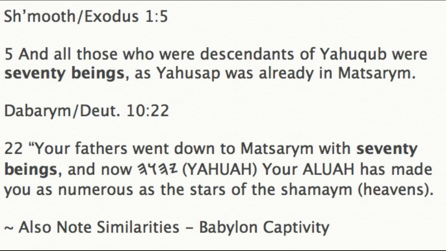The other corresponding verses are found in Shamuth, or Exodus chapter 1 verse 5, where it says, and all those who were descendants of Yaakov were 70 beings, as Yahusha was already in Mitzrayim, or Egypt. And then we also have Devarim or Deuteronomy chapter 10 verse 22 that says, and this is Yahuwah speaking, your fathers went down to Mitzrayim with 70 beings, and now Yahuwah your Aluah has made you as numerous as the stars of the Shamayim, or the heavens.